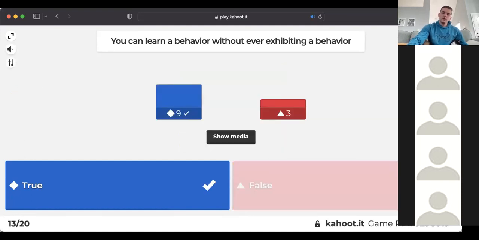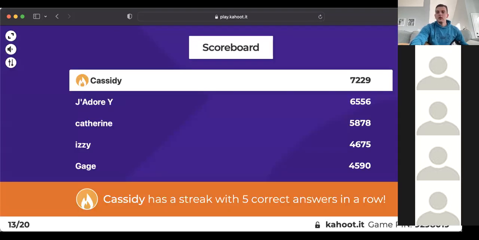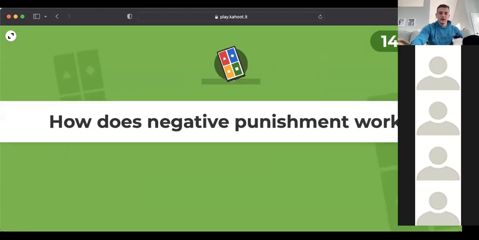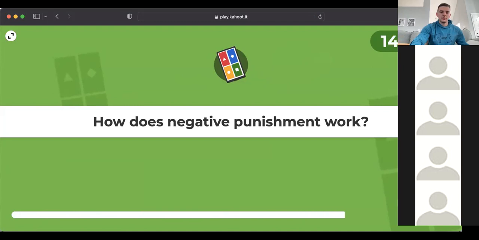So this is true. You can learn how to do something without ever exhibiting it. You might not be able to exhibit it, or you might just store it in your implicit memory, which is something we'll talk about in the next chapter. And we call that latent learning. This idea that you can hold bits of information or even entire behaviors in your head without ever actually doing them.